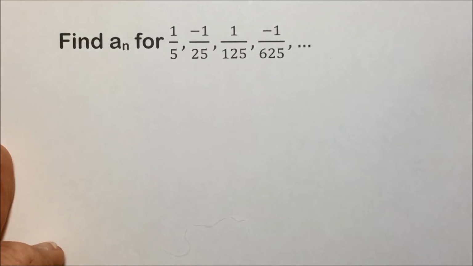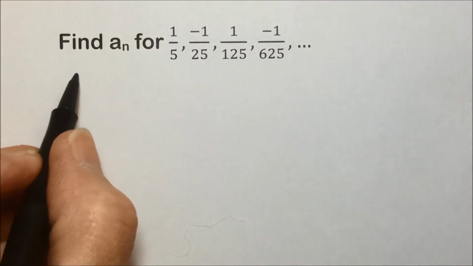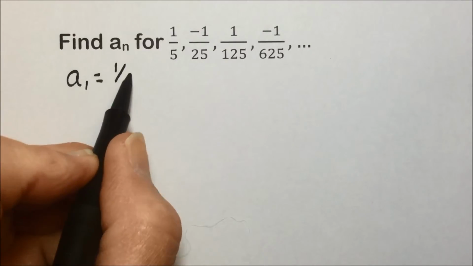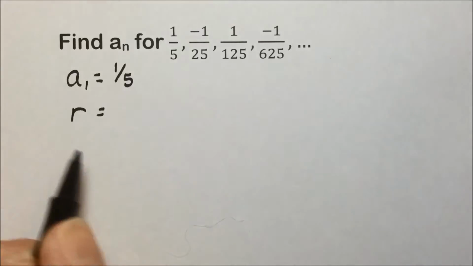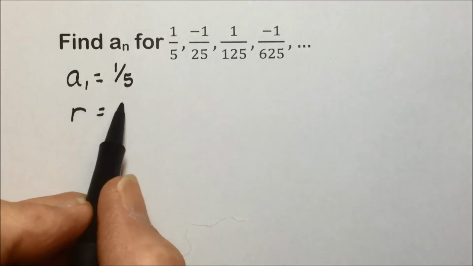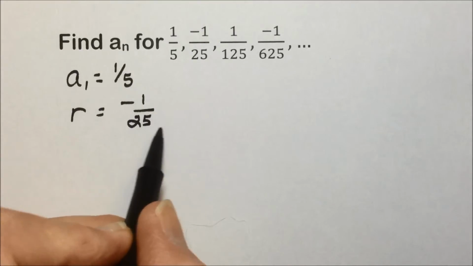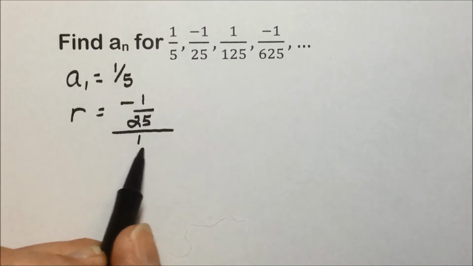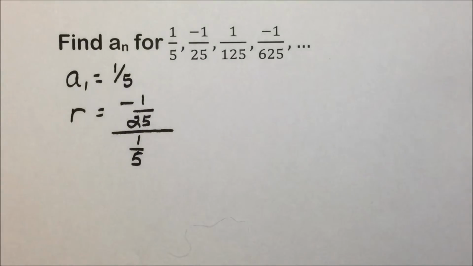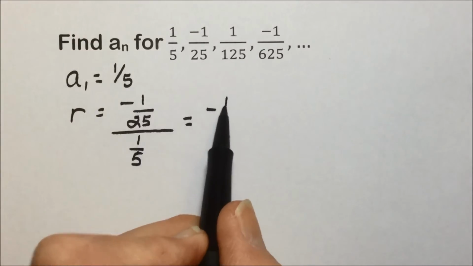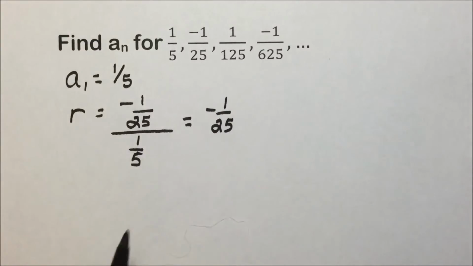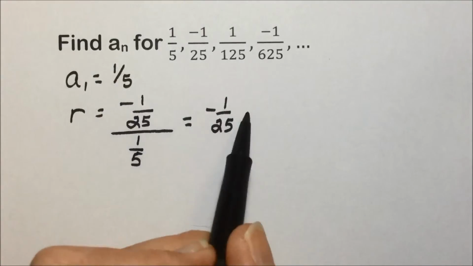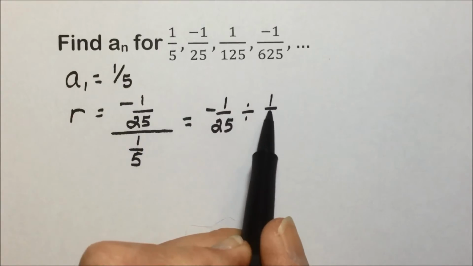In this next problem, they're asking us just to specify the generic nth term for this geometric sequence. We know the first term. That's pretty easy and straightforward. We need to find the common ratio. So if we take a term and divide it by the preceding term, we've ended up with a complex fraction, but we can express this as the numerator divided by the denominator.